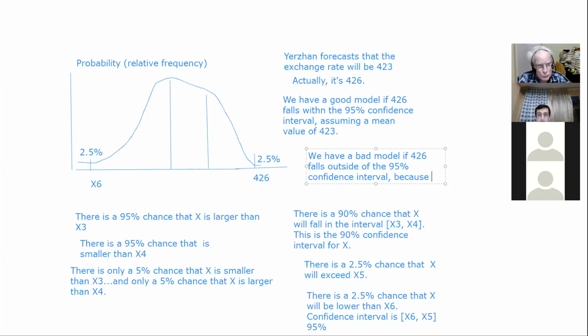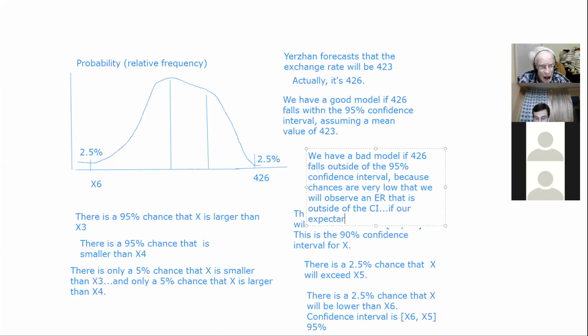Because chances are very low, no higher than 5%, that we will observe an exchange rate that is outside of the confidence interval if our expectation of 423 is correct for the overall statistical population.